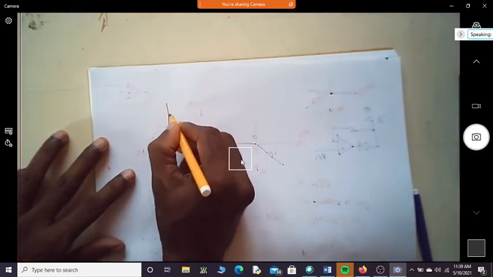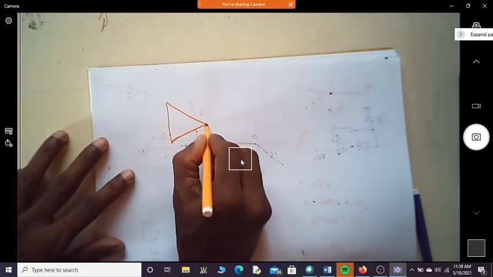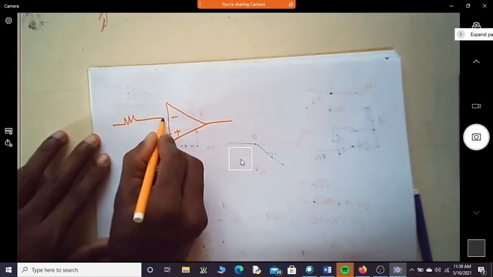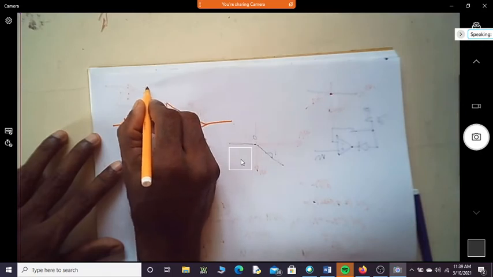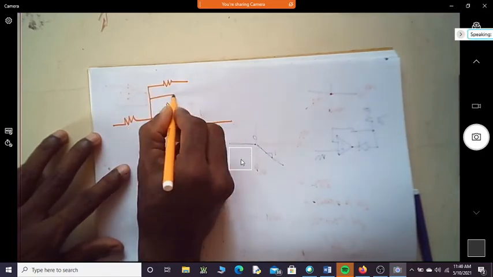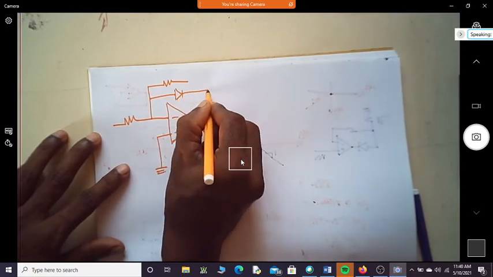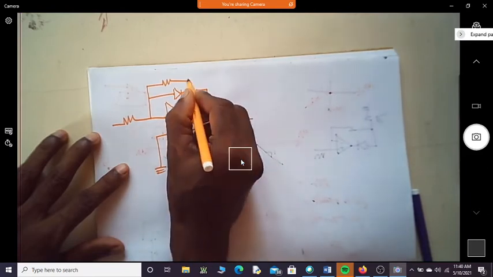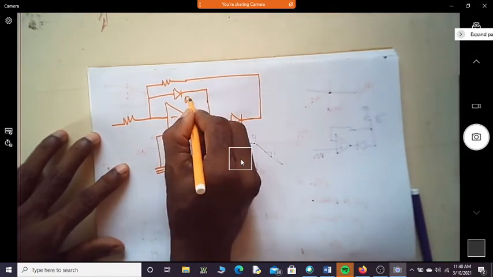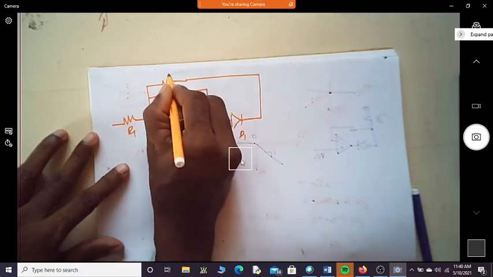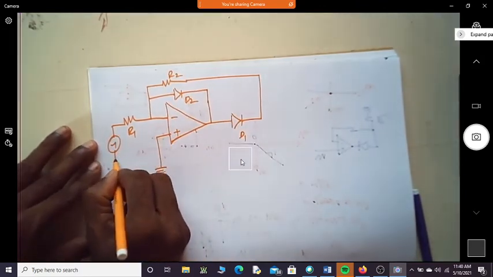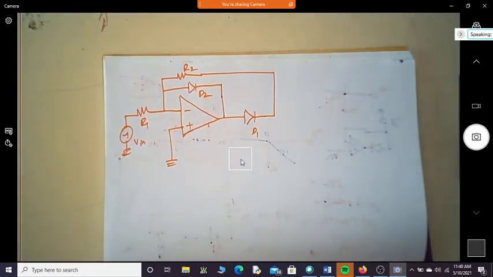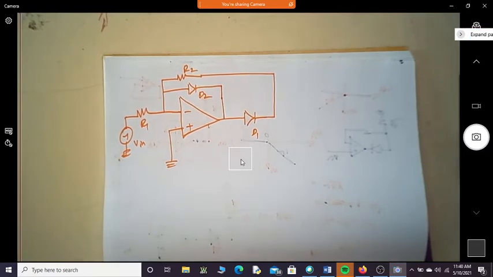Let me just write this circuit. Minus plus, let me ground this. Again, in case of precision rectifiers, we'll always consider input voltage to be less than V gamma, the cut-in voltage.